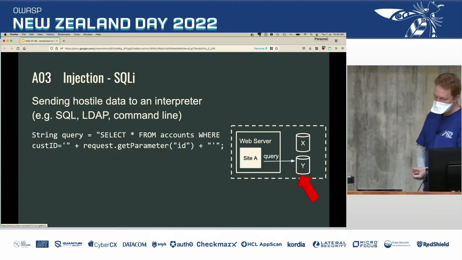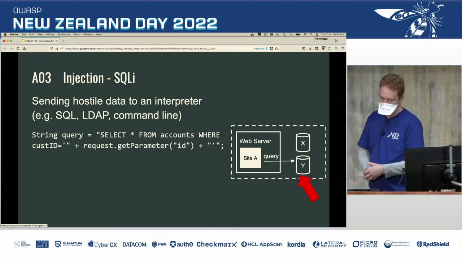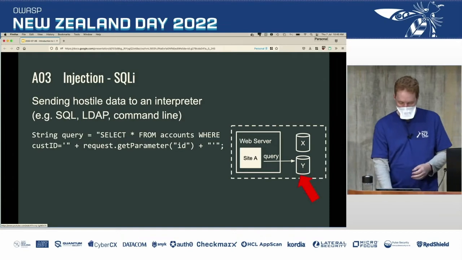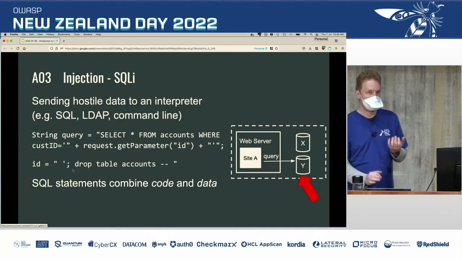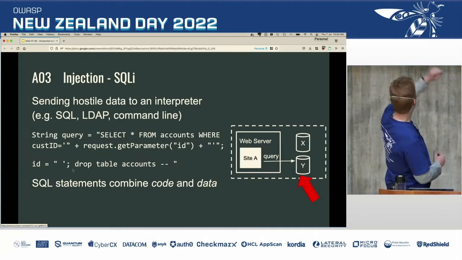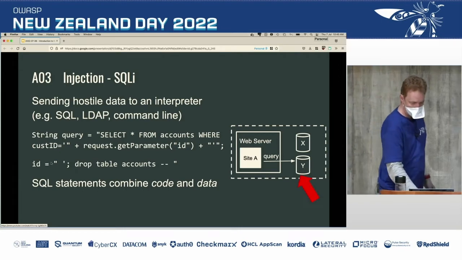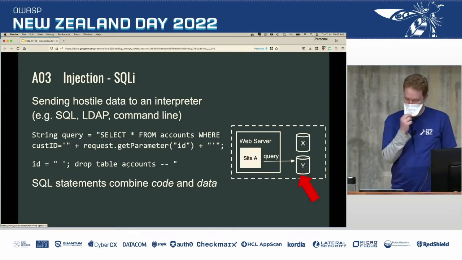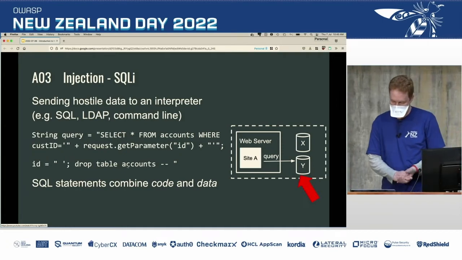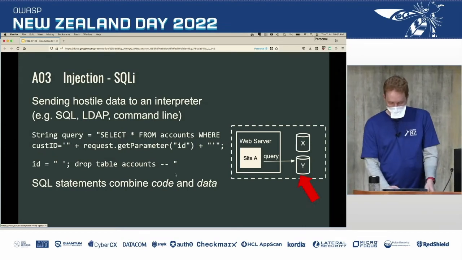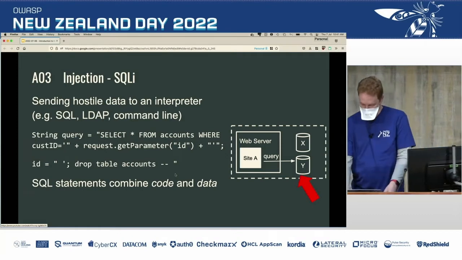So here's an example select statement that's selecting customers from an accounts table based on their ID. And the problem is, what if that ID contains something like drop table accounts? Now the select statement is going to finish when it gets to the single quote, and then it's going to run a second statement which is going to drop the table. Most of the time when that happens, the developer's going to have a bad day. This is the same reason: SQL statements combine both code and data.